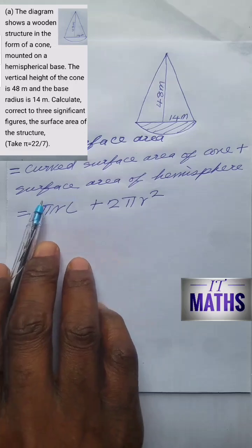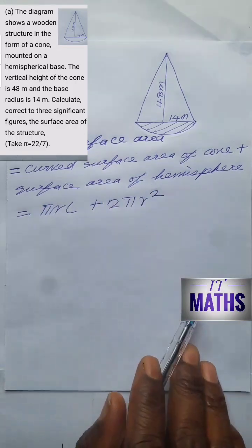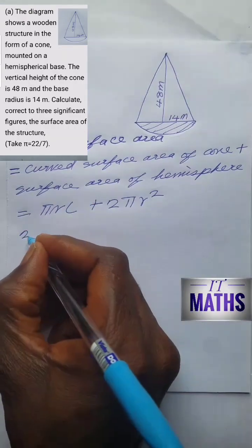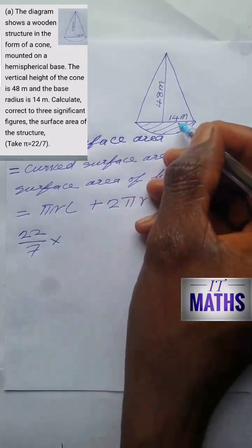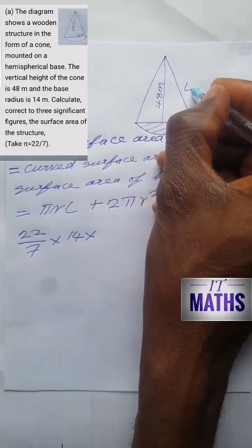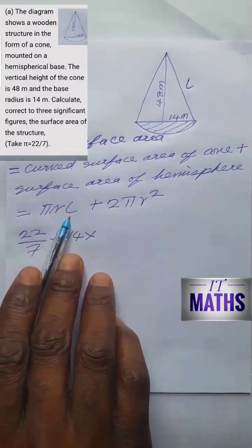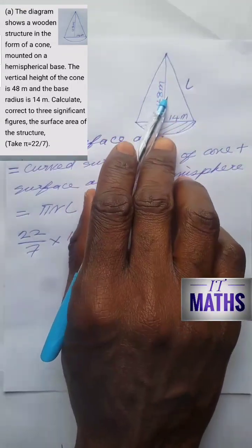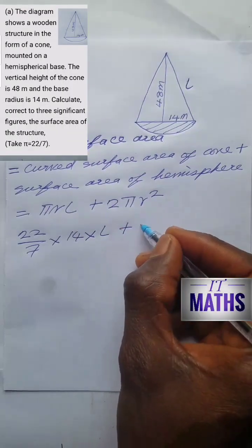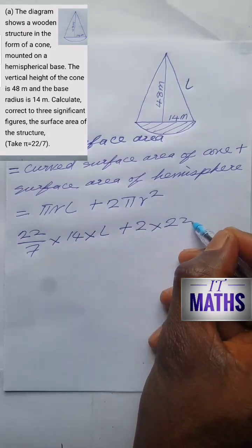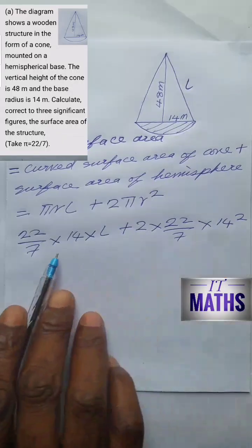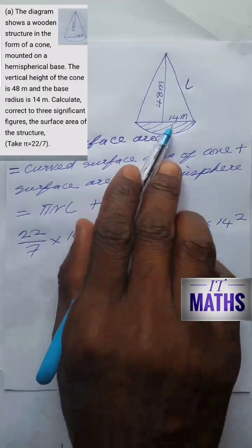You can either solve this separately and then add your final answer, but I prefer to work like this. So I'm going to substitute everything here. Pi is 22/7. My radius is 14. My L is, I'm not given L. See, L here is the slant height in this formula, not the real height. The real height is H. So we write down L. 2 times 22/7 times the radius again, 14 squared. Now we are stuck. We can't move further because we don't have this L to continue.